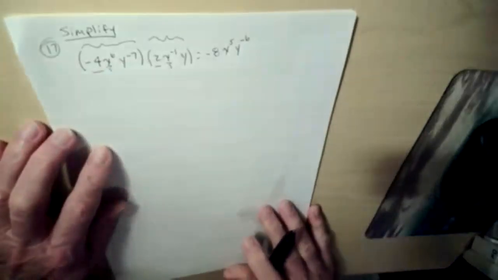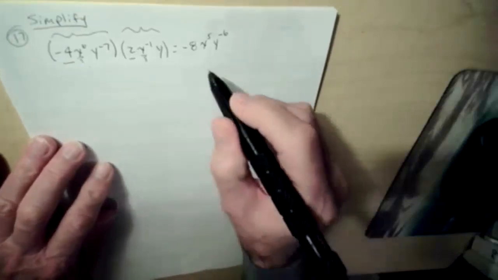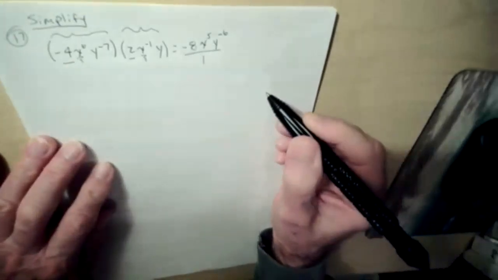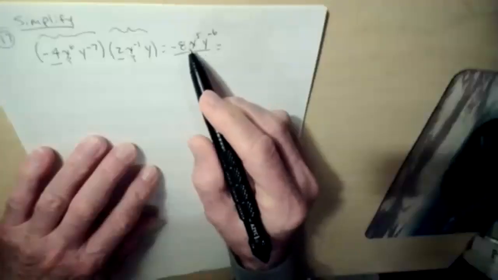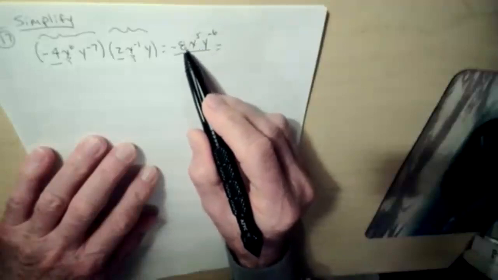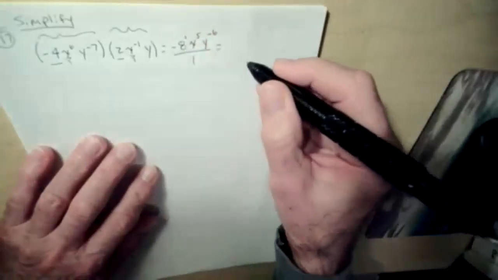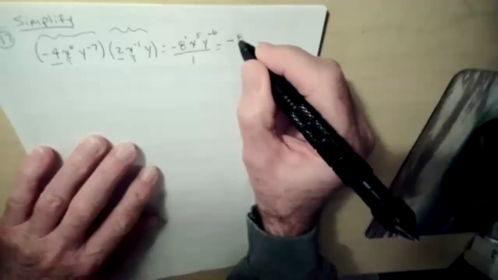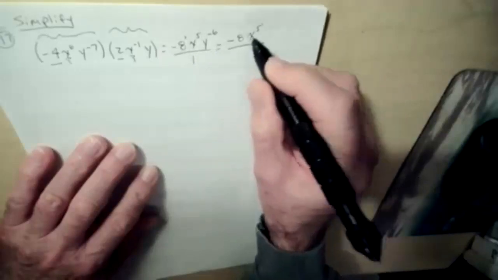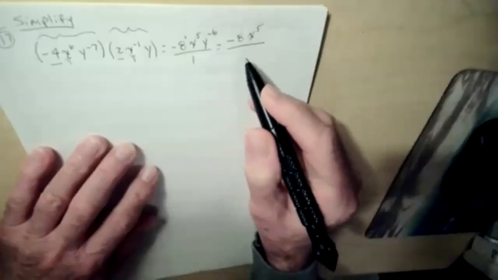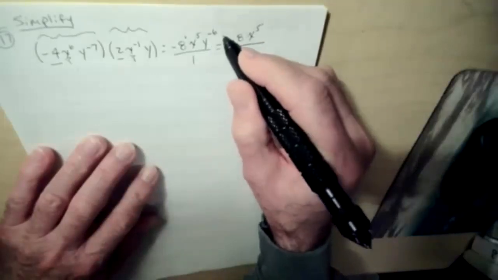Now remember, the instructions will say all positive exponents. Remember, this is actually over 1. We just don't write it because we're lazy. Now remember, if the exponents are positive, leave them where they are. Now the -8 has an exponent of 1. Again, we just don't write it. So it's -8. x to the 5th is already positive. And y to the -6 goes to the bottom and becomes positive.